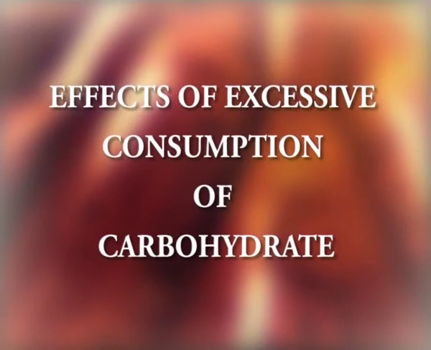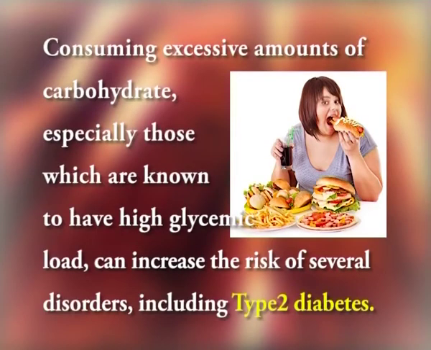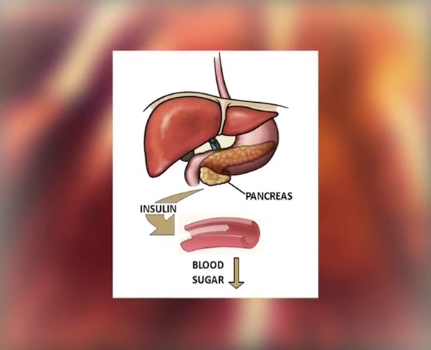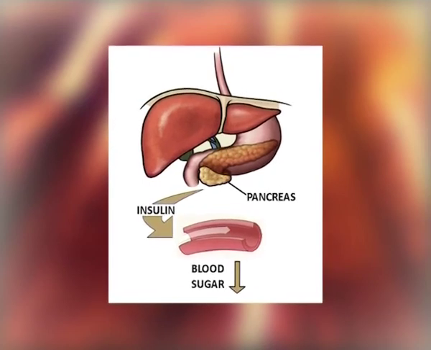Let's learn about the effects of excessive consumption of carbohydrates. Consuming excessive amounts of carbohydrates, especially those which are known to have high glycemic load, can increase the risk of several disorders including type 2 diabetes. This can cause a sudden rise in the blood glucose and high demand on the pancreas for insulin secretion. This significantly increases the likelihood of development of type 2 diabetes.